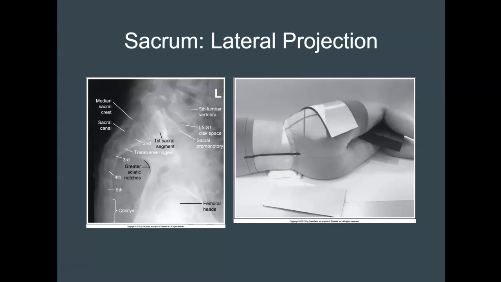You will utilize a sponge and place it underneath the patient's side that is down to get that interiliac line perpendicular with the IR. We do not angle just to get this disc space open. We use a perpendicular central ray to perform this projection.